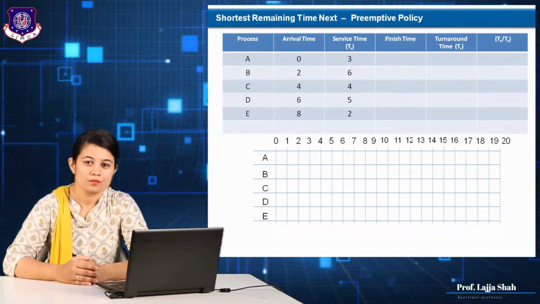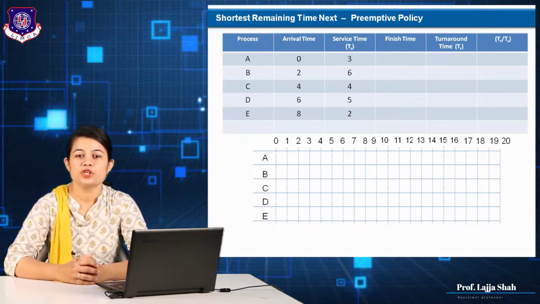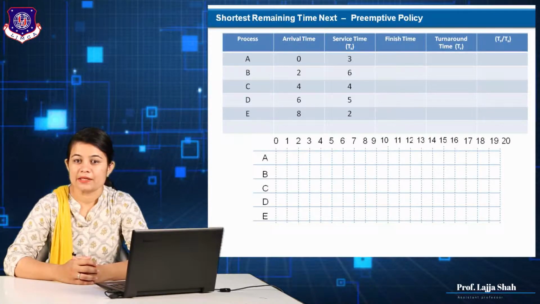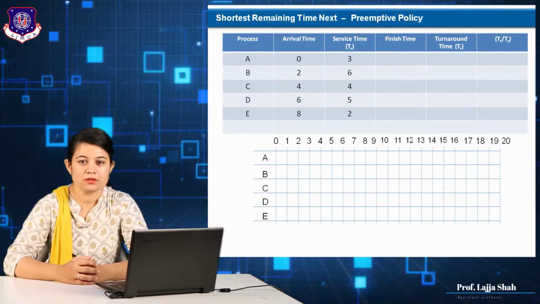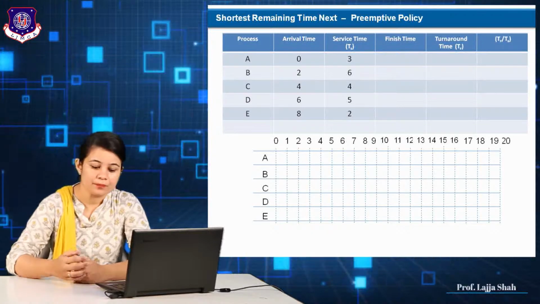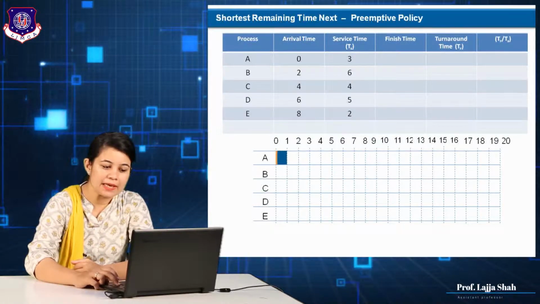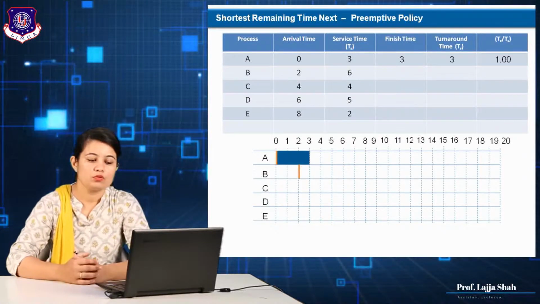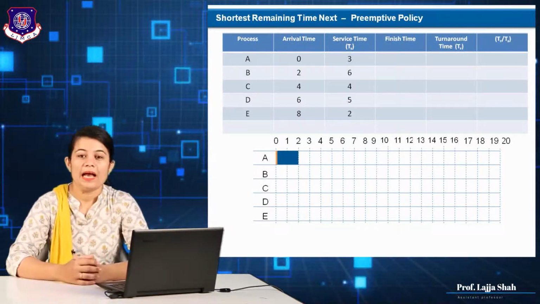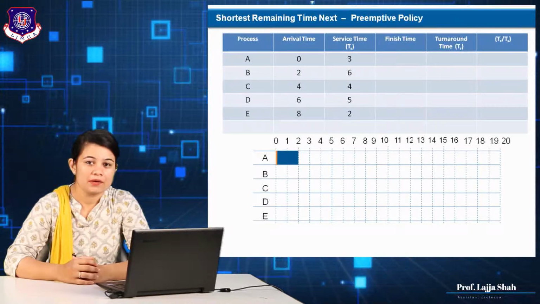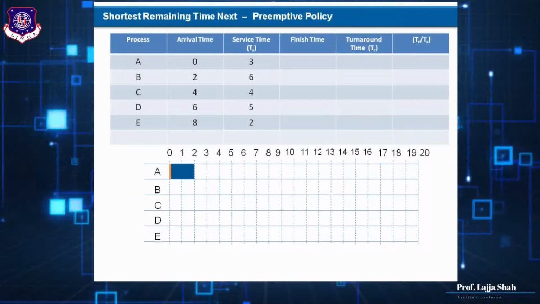So let's start. Current time is the 0th second. At the 0th second, there is only one process for execution. No need to check anything. So process A will be executed for 2 seconds. At the 2nd second, process B will arrive in the system.